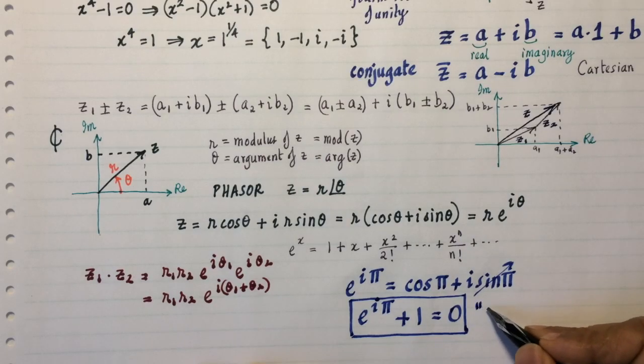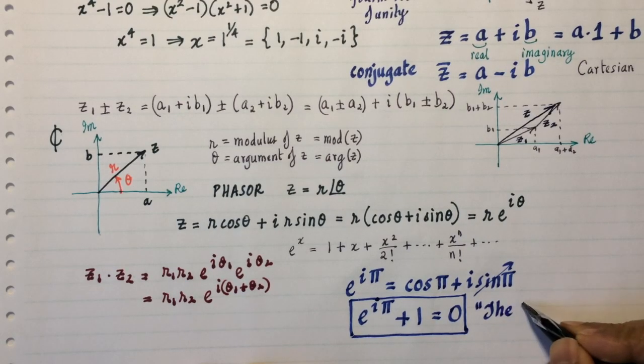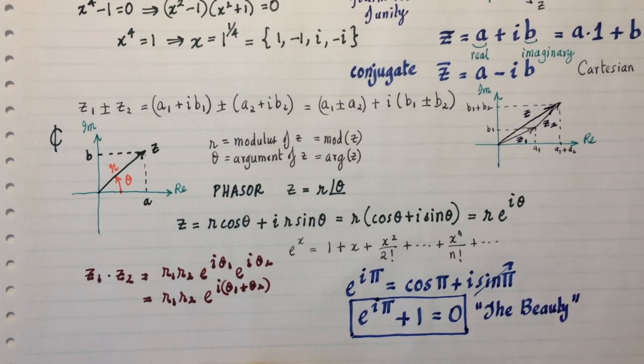The physicist Richard Feynman, when he was 15 years old or so, kept a notebook of all the beautiful equations, and to the end of his life he believed that this was the most beautiful equation in all of mathematics.